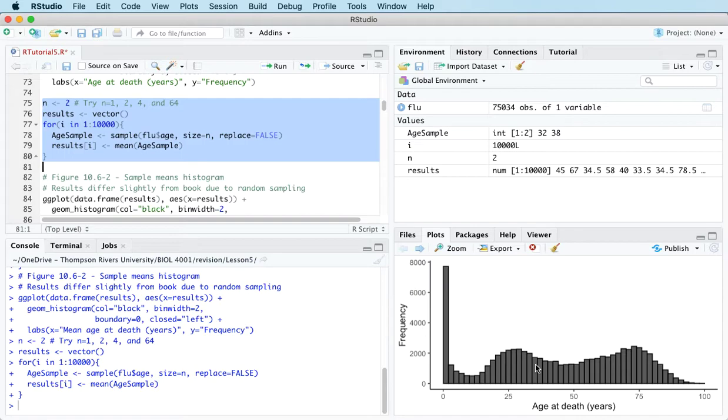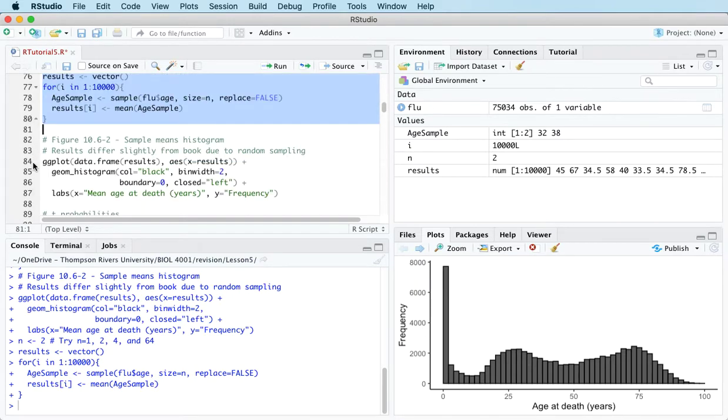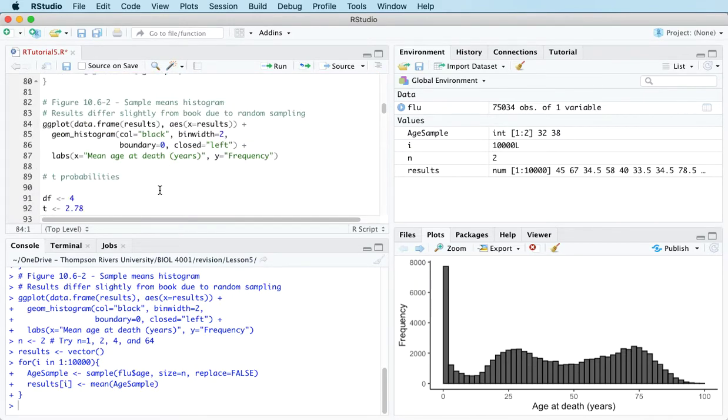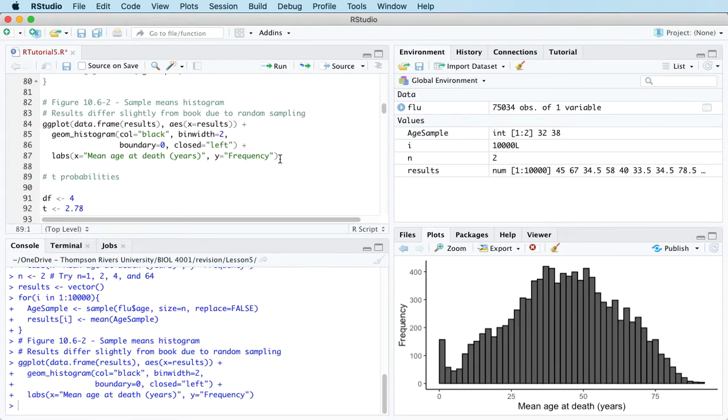Okay, and then now I'm going to create a histogram for that distribution. So again, just take a moment and imagine what the resulting histogram would look like. Okay, so let's take a look, see if you're right. Wow, so looks very different.